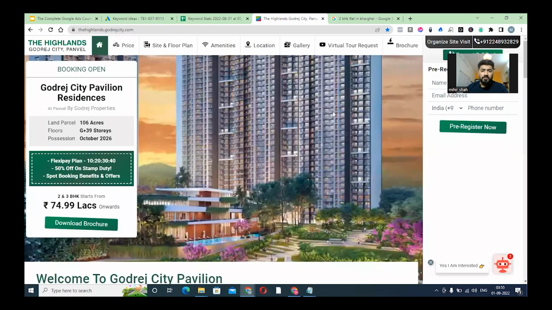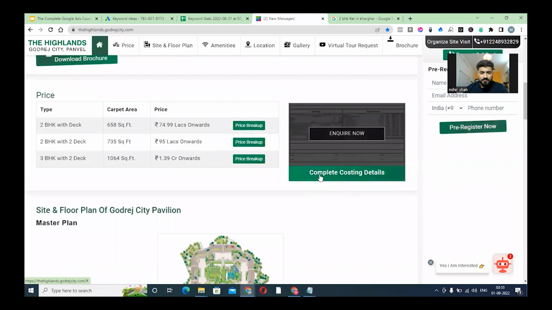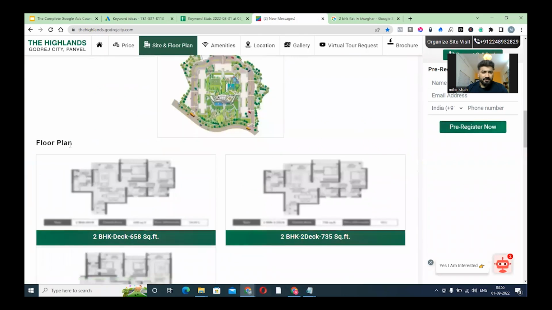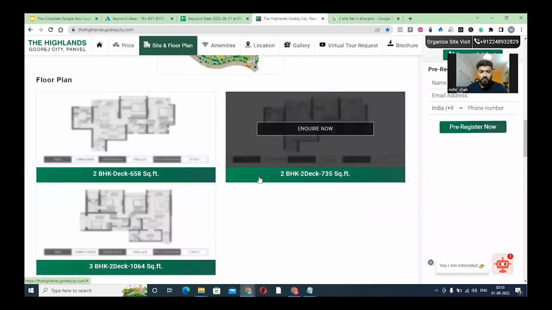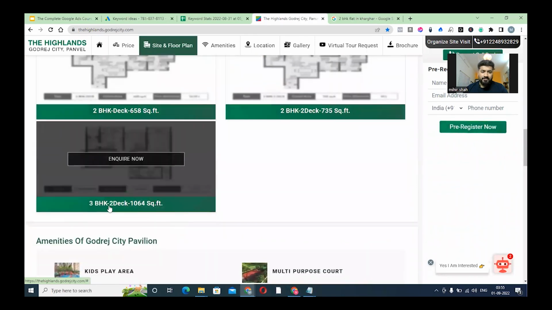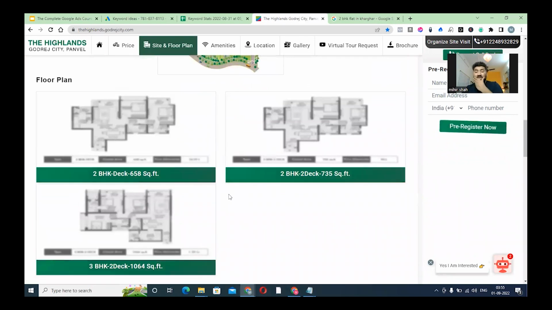Let's come down to our website. On our website, you can see floor plan. There is a master plan. There is a floor plan for a 2 BHK. There is a floor plan for a 2 BHK with deck, and there is a floor plan for 3 BHK, both with decks. So we already have stated plans on the website. And why have we done that? Because we know it is very relevant to the audience.